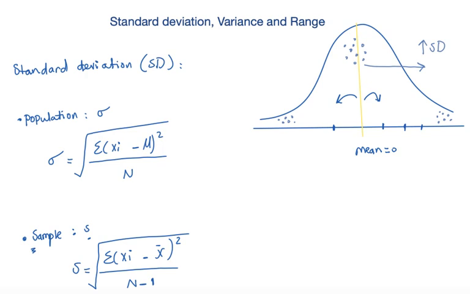If you can see, the difference between these two formulas is that we use different means. We use the mean of the population here, while we use a sample mean there. And here we use the whole size of the population. In a sample, we say that we use the size minus 1.